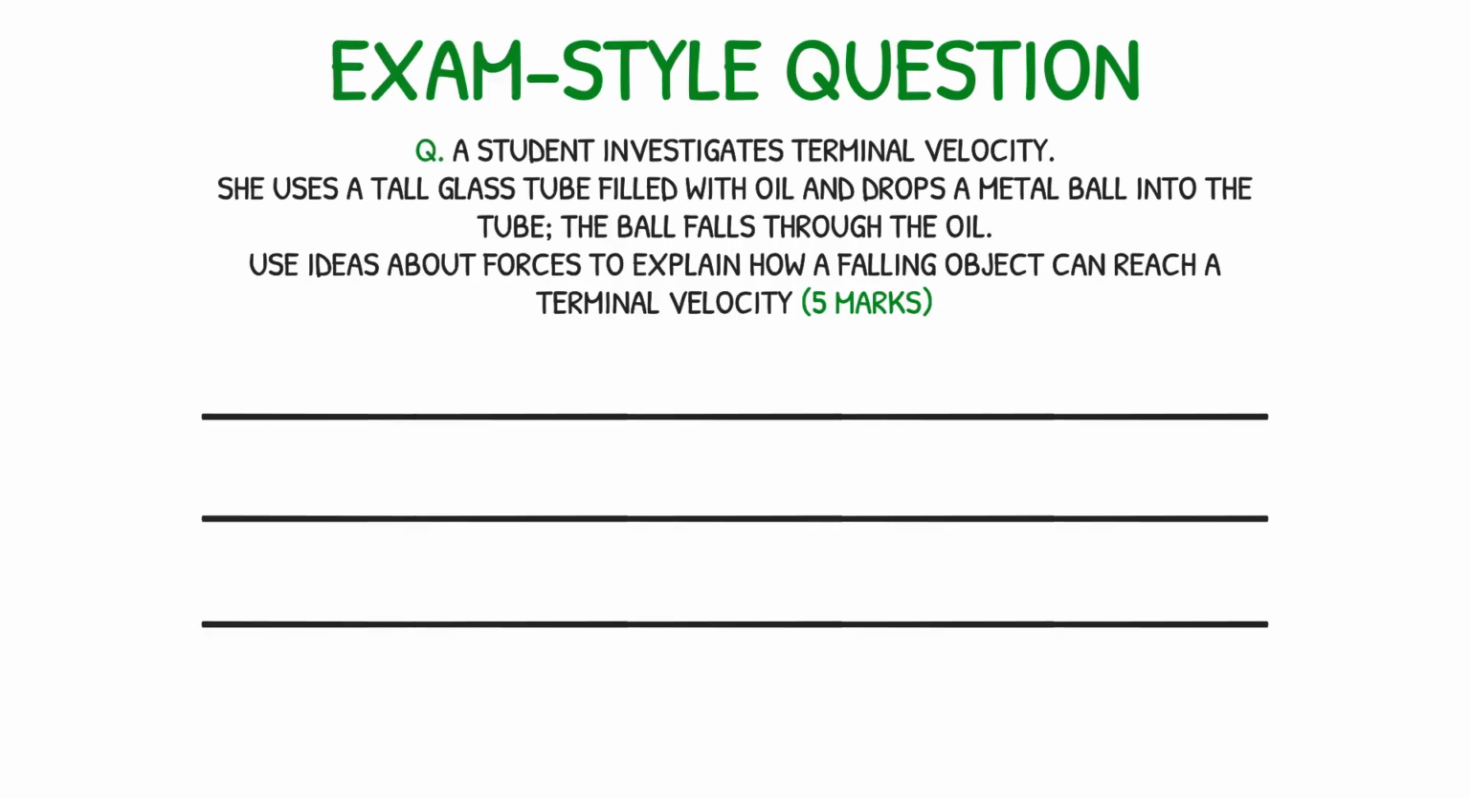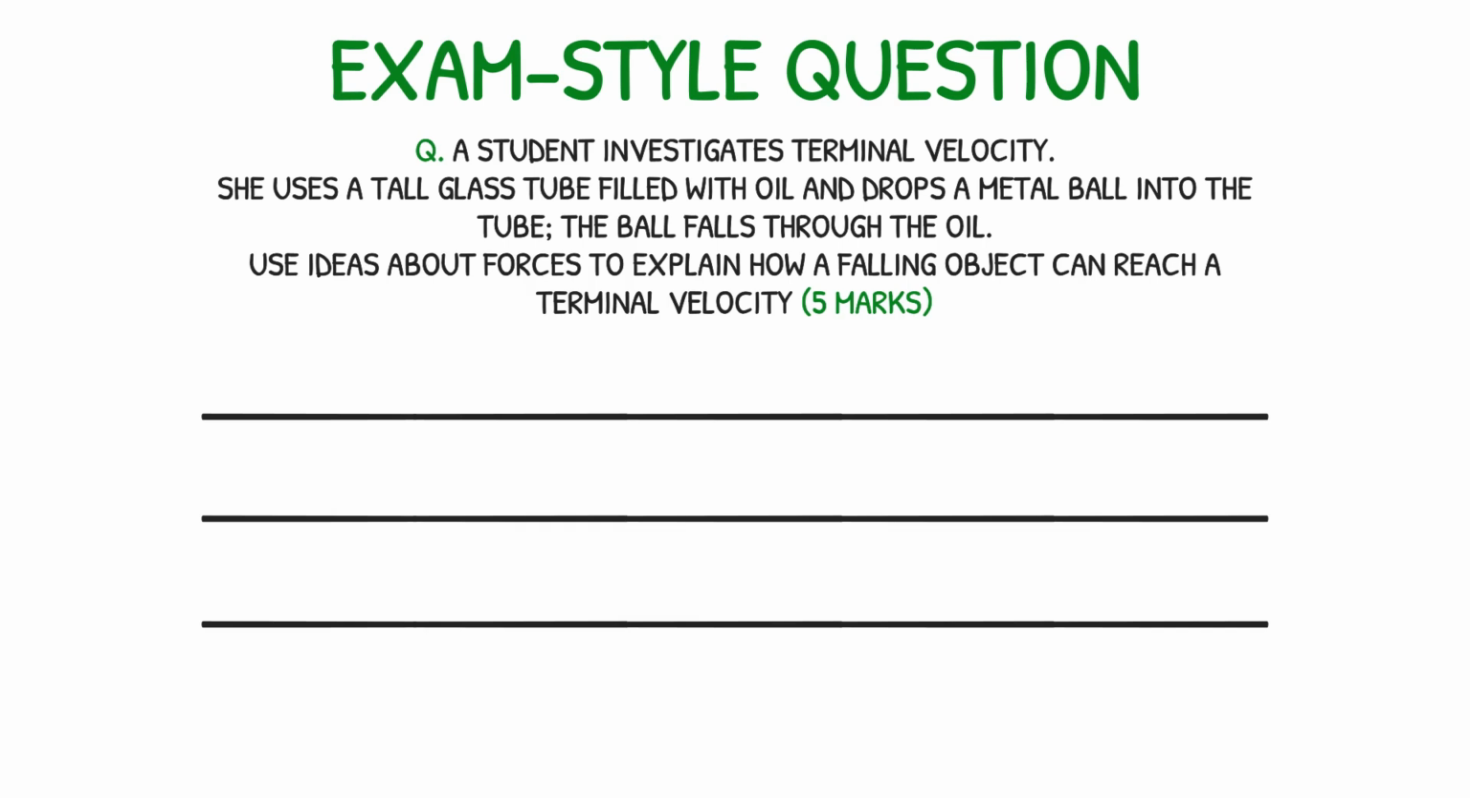Here's an example of an exam-style question that I'd like for you to attempt to test your understanding of the content covered in this video. Pause the video and take your time to work it through. Press play once you're ready to check your answer. A student investigates terminal velocity. She uses a tall glass tube filled with oil and drops a metal ball into the tube. The ball falls through the oil. Use ideas about forces to explain how a falling object can reach terminal velocity.